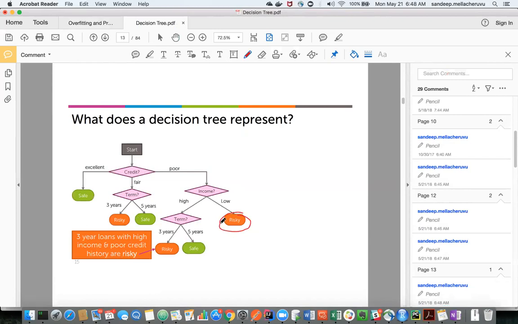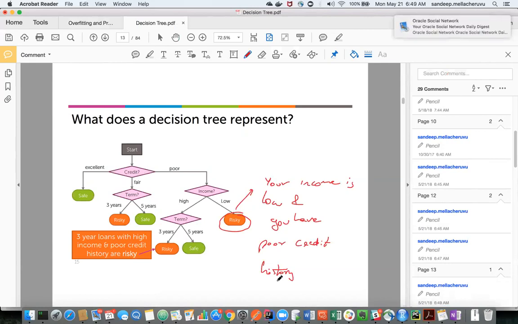Now, to answer that question, I can retrace this tree back to the root. Let's go back and try. Income is low. I go back again. Credit is poor. And it is a root node, so there is nothing further to go to. So what happened? Your income is low and you have poor credit history. I can tell him the reason: your application is rejected because we don't take applicants who have poor credit history and low income.